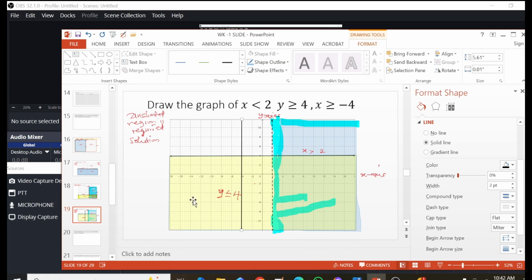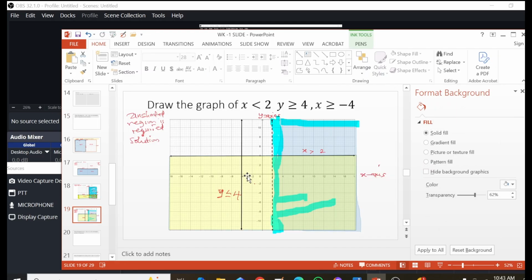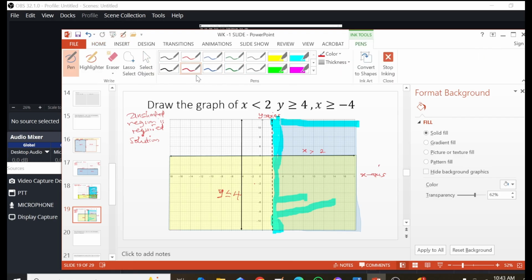You see that I'm cutting some things off, cutting some parts off, until you get a region that is unshaded. Along the line here, we can pick our pen and write along the line. So this part is x is greater than or equal to minus 4.